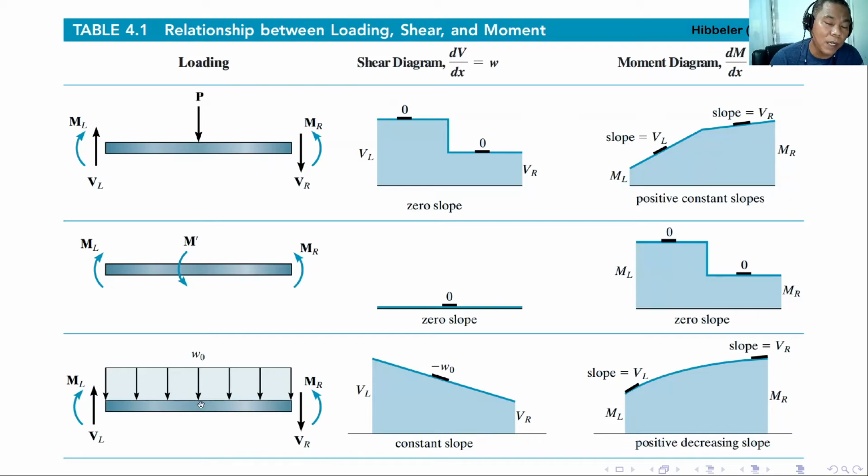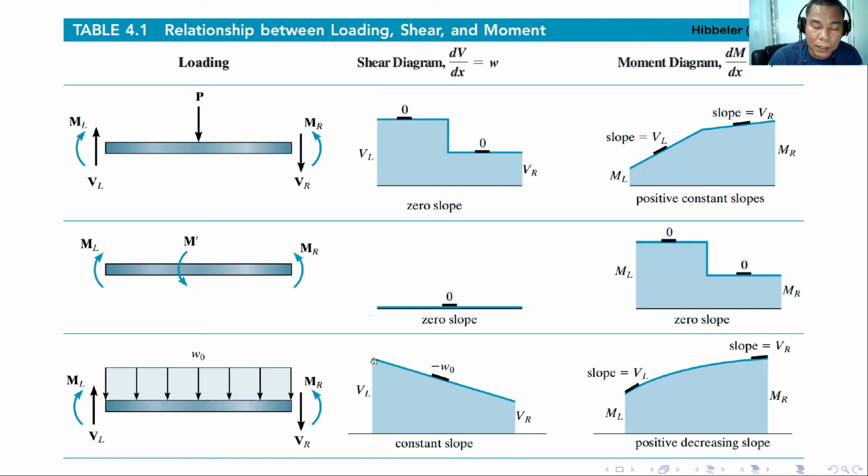Remember, if W sub O is going up, that is positive, but if it is going down, it should be negative. So that's why it is negative, and the line is also going down. Then at the right hand side, there will be a sudden change of shear, that is VR, up to 0. So here we have a constant slope which is negative W sub O. And if you draw the moment diagram, we have a sudden upward couple ML, and then the slope at this portion is simply equal to VL, or the shear at that particular point.